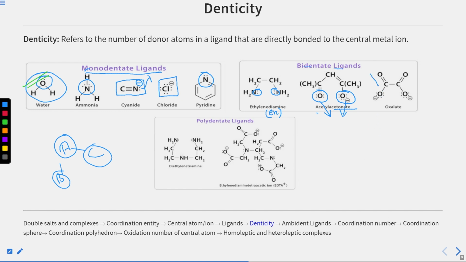Next is the example of oxalato. So this is coming from oxalic acid, which looks like this.